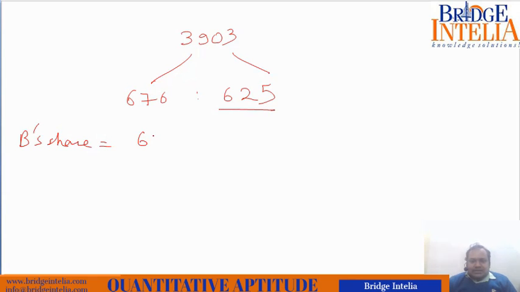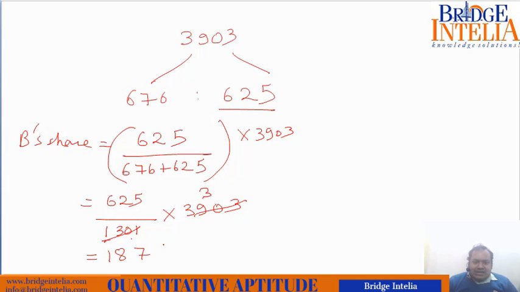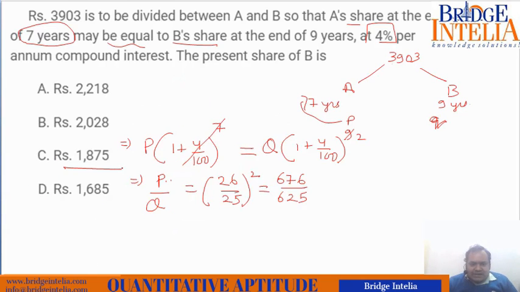B's share would be equal to 625 parts out of a total of 676 plus 625 parts, multiplied by 3903. So this is actually equal to 625 divided by 1301 multiplied by 3903. So 1301 goes 3 times, so 1875. So B's current share is 1875. So use this approach. First find the ratio in which the amount is supposed to be distributed.